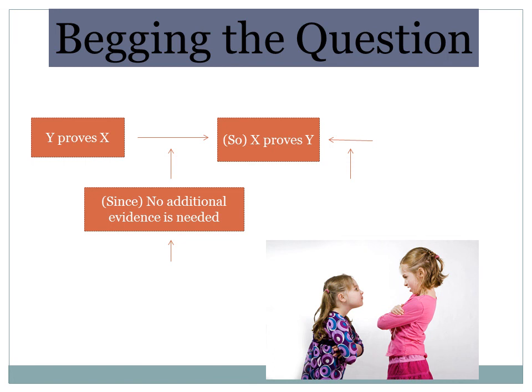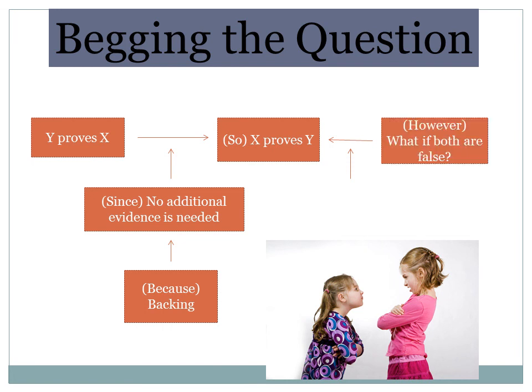That argument goes in a circle. There's no real evidence being supplied. That student is begging the question. They're not giving any backing for their warrant that no additional evidence is needed about the quality of their writing. I might say, well, what if both are false? What if you're not an A student and that paper doesn't deserve an A, right? I'm pointing out the fact that you're begging the question, and you will have to qualify your response. You'll actually have to go into your paper and prove to me that you deserve the A, which you might do because you're all very intelligent students.